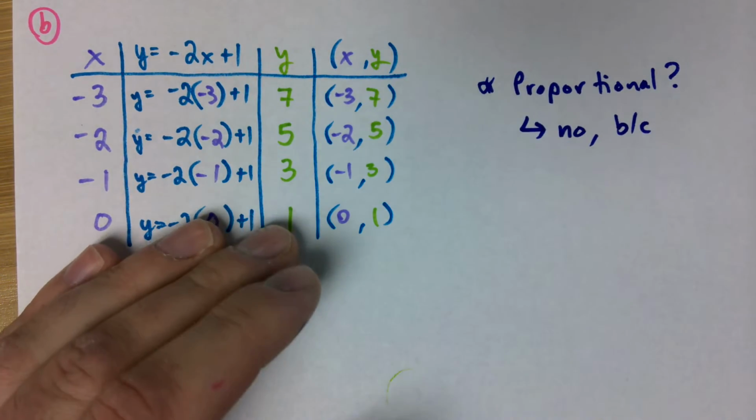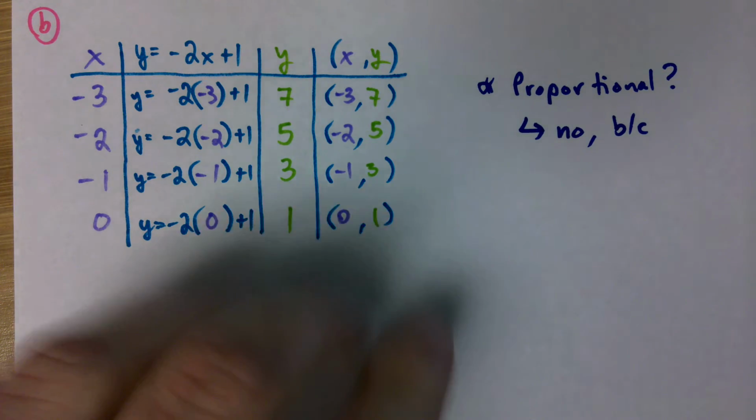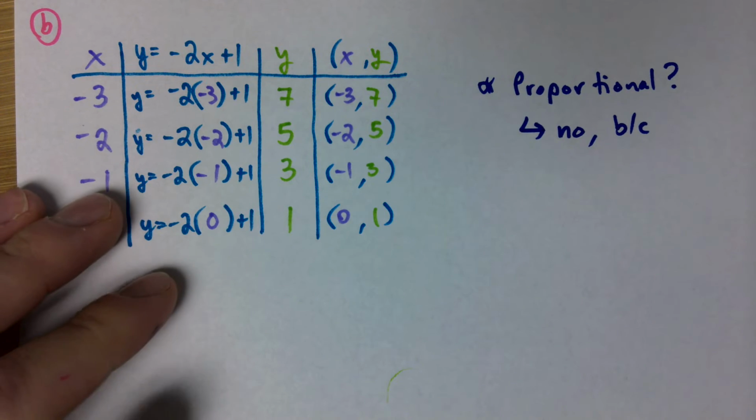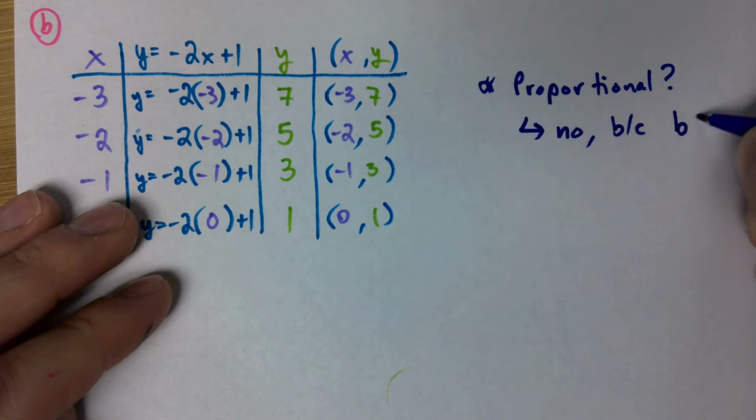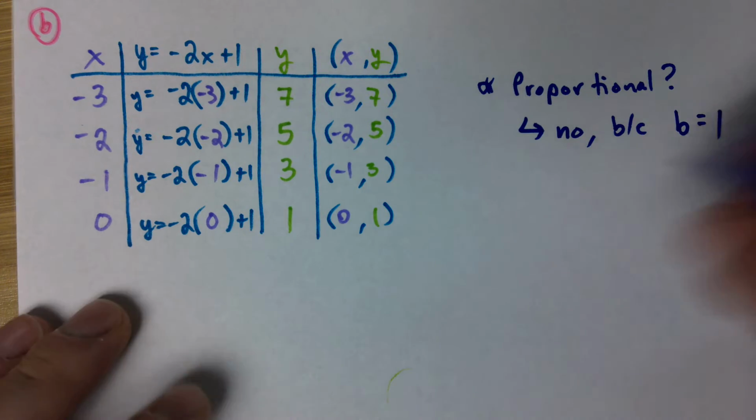Because, why? Azalea, why is this non-proportional? Because our B isn't 0. That's right. Our B value is equal to 1, right? And whenever our B value is not 0, it's immediately non-proportional.